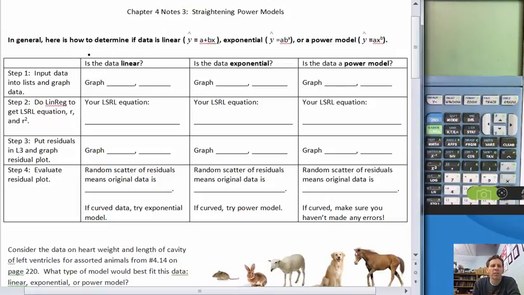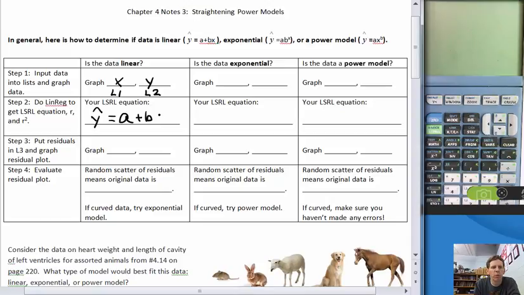Now, to determine if data is linear, this is a series of steps that we went through in our last chapter as well. You had to go through it yesterday on your homework assignment, and we'll go through it again today. Typically, if data is linear, your first step is to input your data into lists in your calculator. Specifically, you're graphing x and y values, which traditionally we put in list 1 and list 2. We then follow it up by doing LinReg to get our least squares regression equation, r and r squared. Of course, this is the equation y hat equals a plus bx.